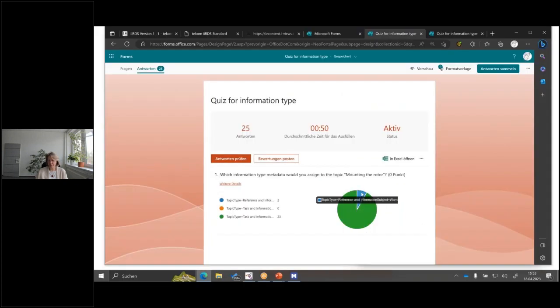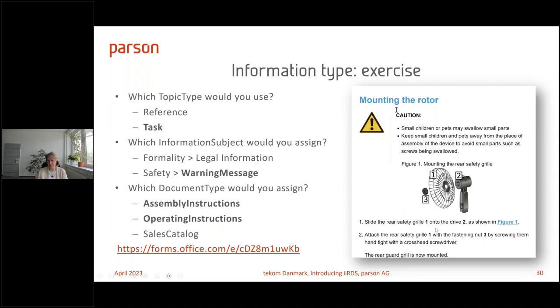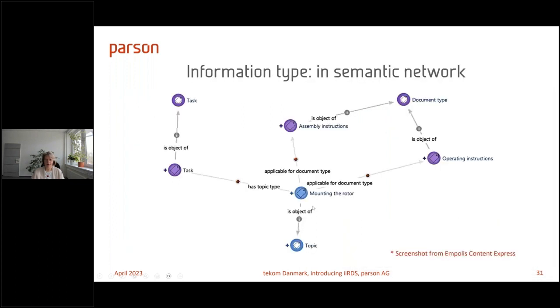It's not a reference topic because it has a task structure here with the steps, and that's why I opted for task here. Thank you for your answers. Completely correct, and it was probably not too hard. But you could also say that this topic could be suitable for the operating instructions, and you can do that in iiRDS. This metadata item can be used several times on one topic. So one topic can be suitable for different document types. Thank you for the participation.